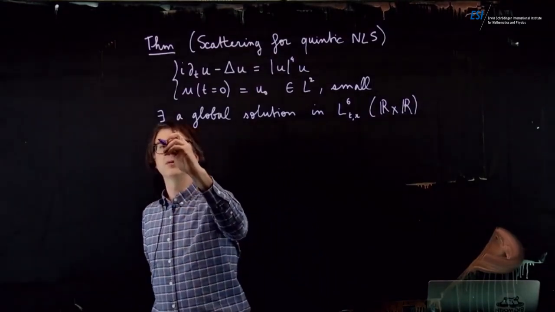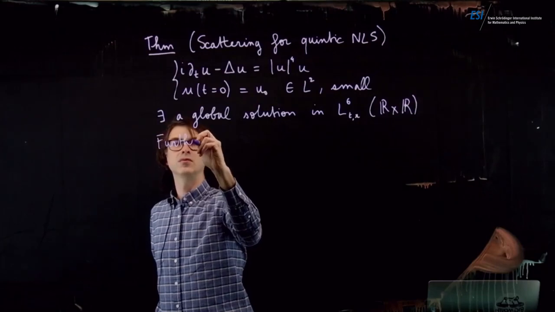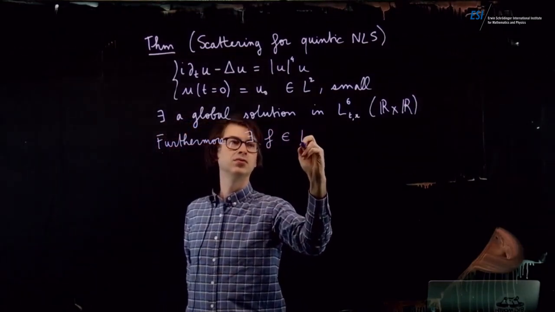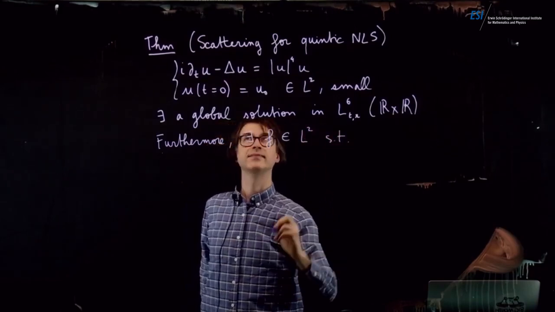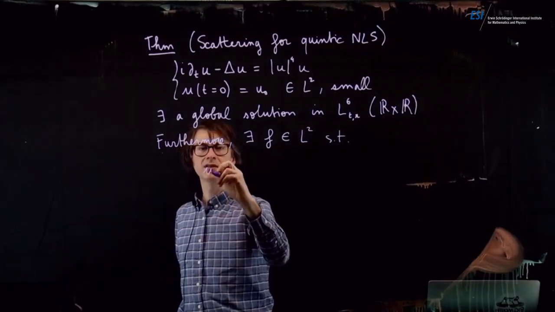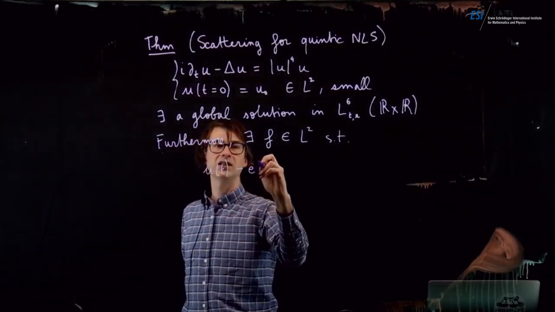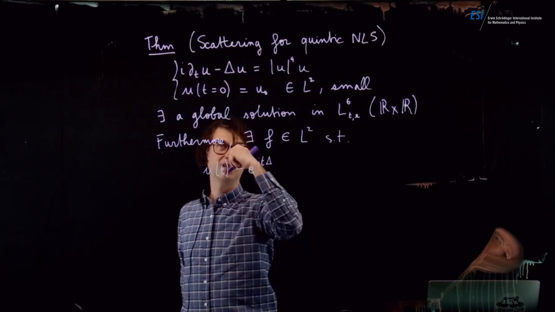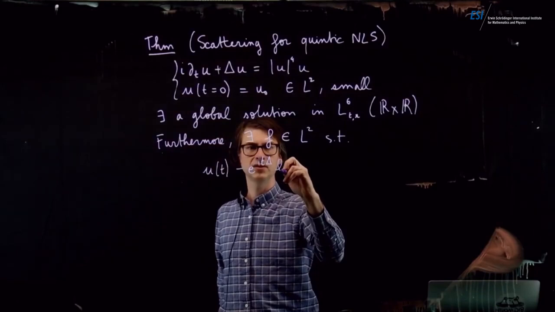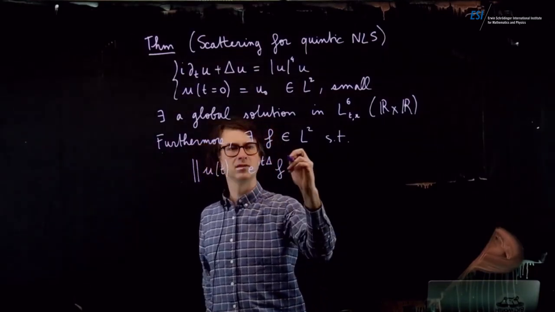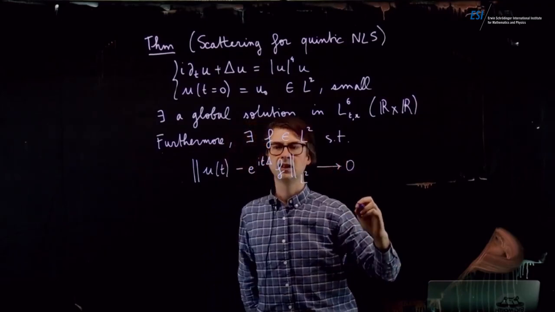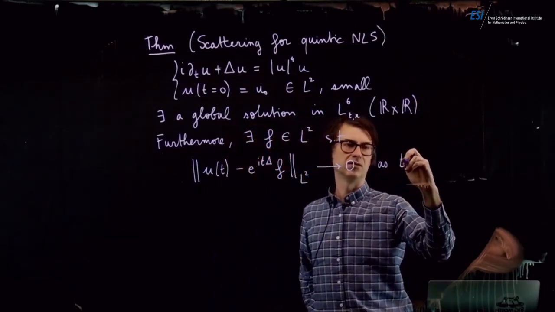And furthermore, there exists f in L2 such that u(t) minus e^{itΔ} f, so I should put a plus here, I think that it's good, this in L2 goes to zero as t goes to infinity.